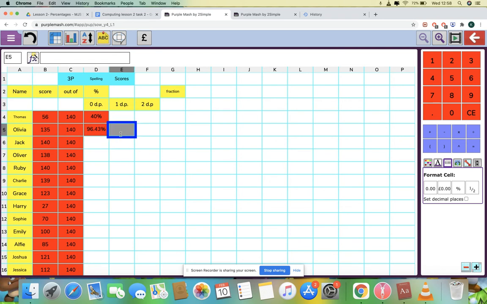percentage. Now, as I said at the start, we're going to figure it out to 0 decimal places, 1 decimal place, 2 decimal places. So at the minute, we're not following the instructions on the spreadsheet because it wants everything in this column to have no decimal places. So Thomas's score is absolutely fine because there isn't a decimal place there to begin with. But on Olivia's, it's automatically done it to 2 decimal places for us, and we don't want any.